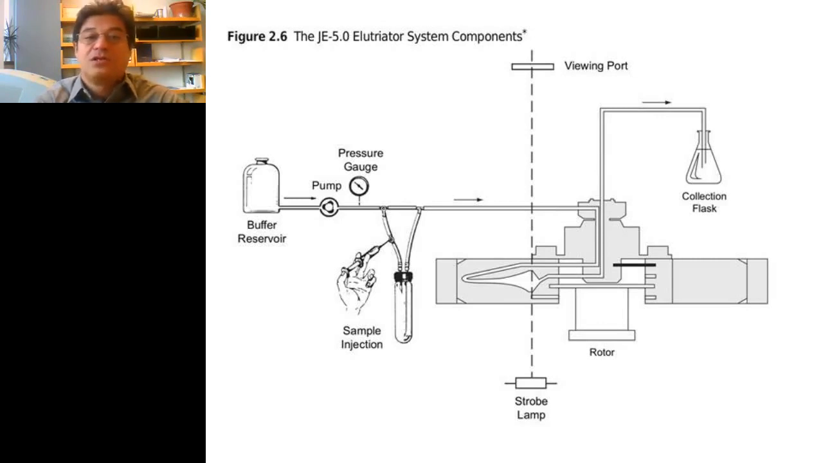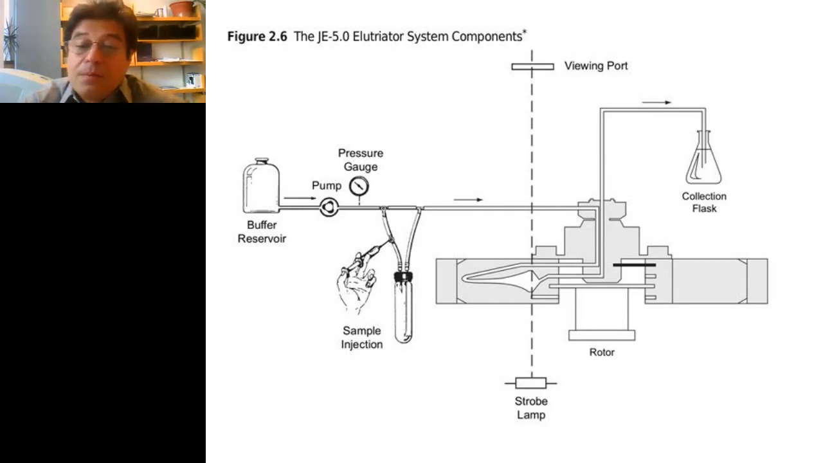So moving this to the current systems, what we're looking at here is a diagram of a Beckman elutriator system, and this is what we're actually using in our lab. There are a number of points on this system that we can outline. First off, we have a specialized apparatus, which is the elutriating chamber, which is here.